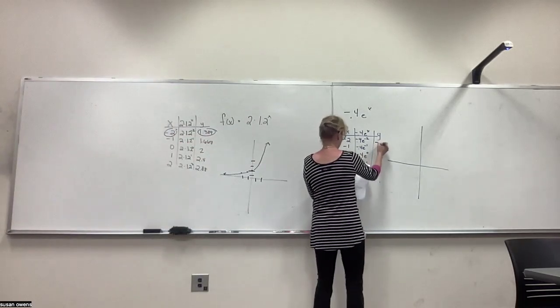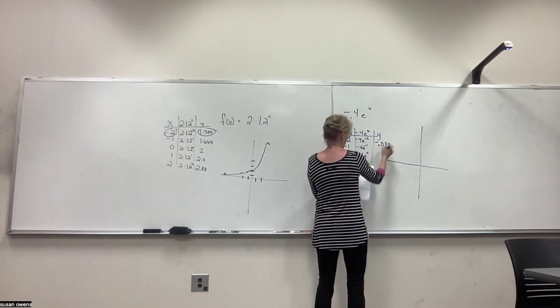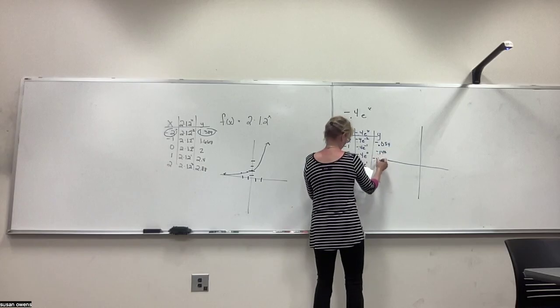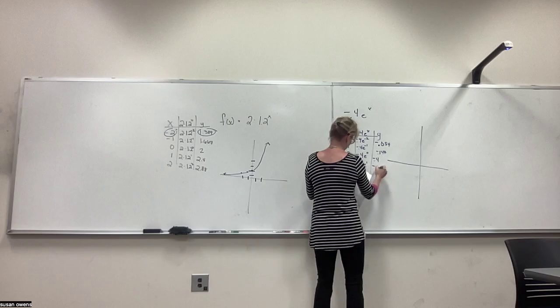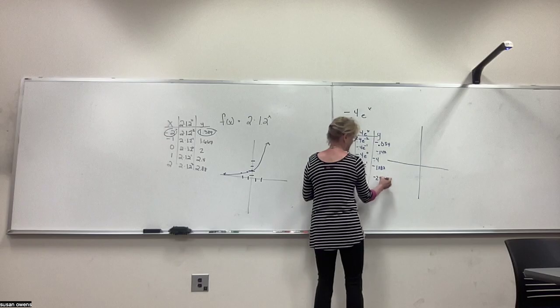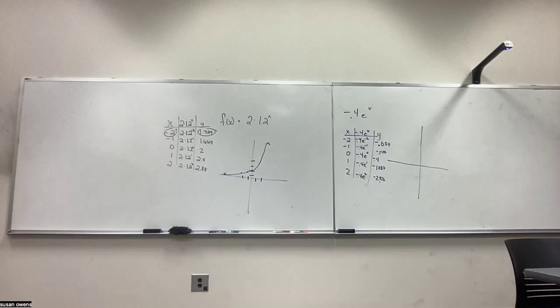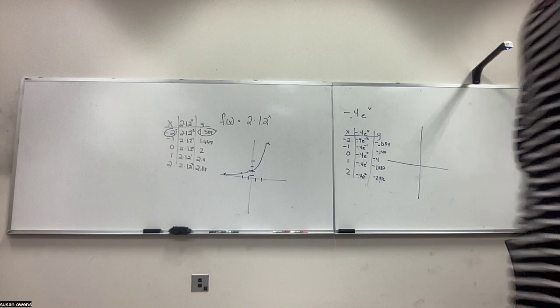So negative 0.054 is what I got. Negative 0.147, negative 0.4, negative 1.087, negative 2.956. That's the same decimal equivalent, so do shift. Anybody else?